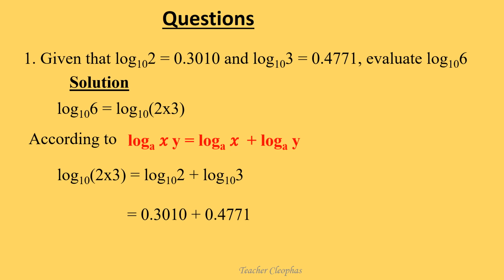And therefore we have logarithm of 2 is given and logarithm of 3 is also given. So we substitute with 0.3010 plus 0.4771, and the sum is 0.7781, which is the answer that we were looking for.